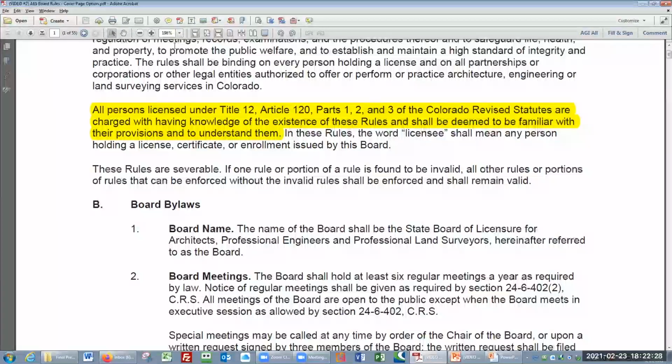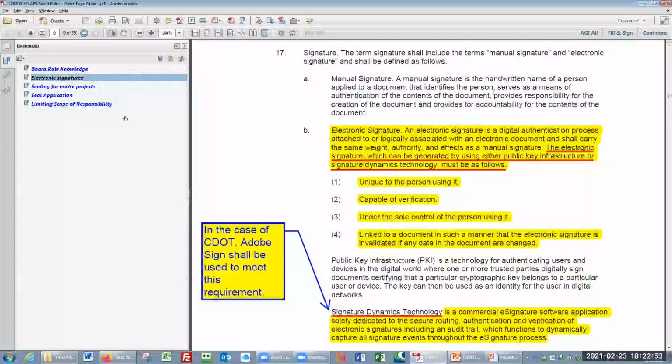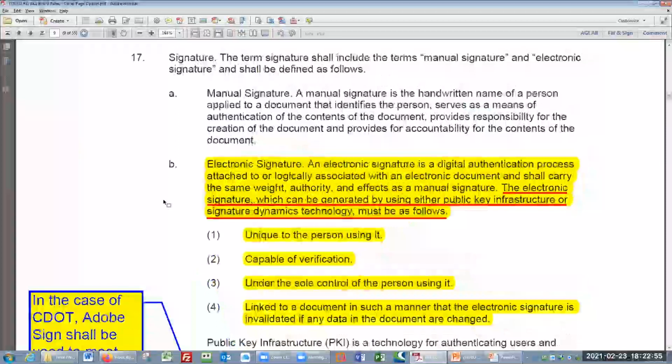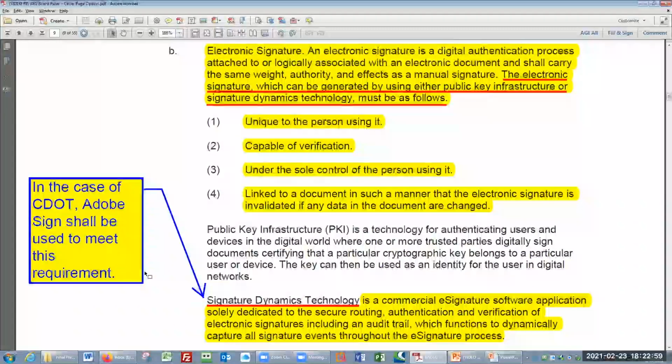So you're charged with knowing what's in these rules, which is the reason I wanted to go over these new requirements. There aren't many, but if you want to use the AES Board Rule option for sealing only cover pages and not every page, you have to be familiar with this so that you know what you're doing is correct. Basic stuff, but it needs to be gone over so that we're all on the same page.